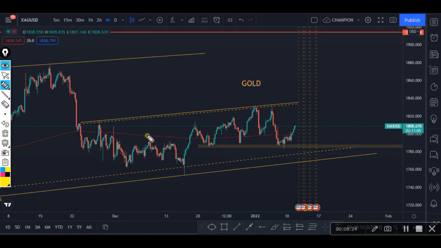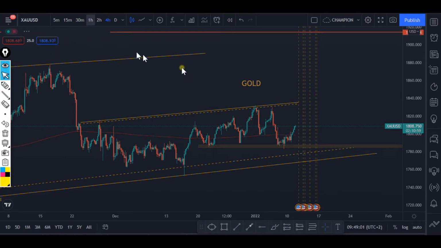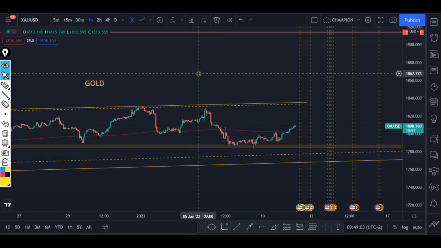So what are we looking for? It's obvious we're looking for buy opportunities. Let's go to the 1 hour time frame and see where is our buy or our sell, where we can place our entry. Look at the structure at the moment in our 1 hour time frame.